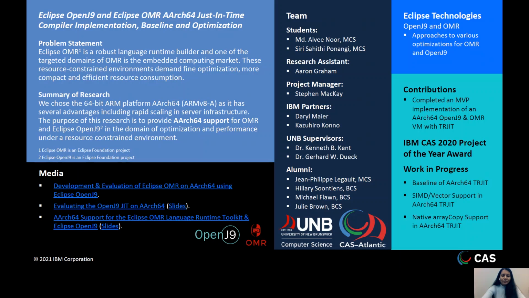Eclipse OMR is an open source language runtime builder that supports many different hardware and operating system platforms. One of the targeted domains of OMR is the embedded computing market, where computing resources like the CPU, memory, data storage, etc. are constrained. Researchers have chosen the 64-bit ARM platform, AArch64, a platform that is widely used in smartphones, microcontrollers, and IoT devices. The open design of ARM chips allows many manufacturers to make systems on chips which lower the cost for the end user.